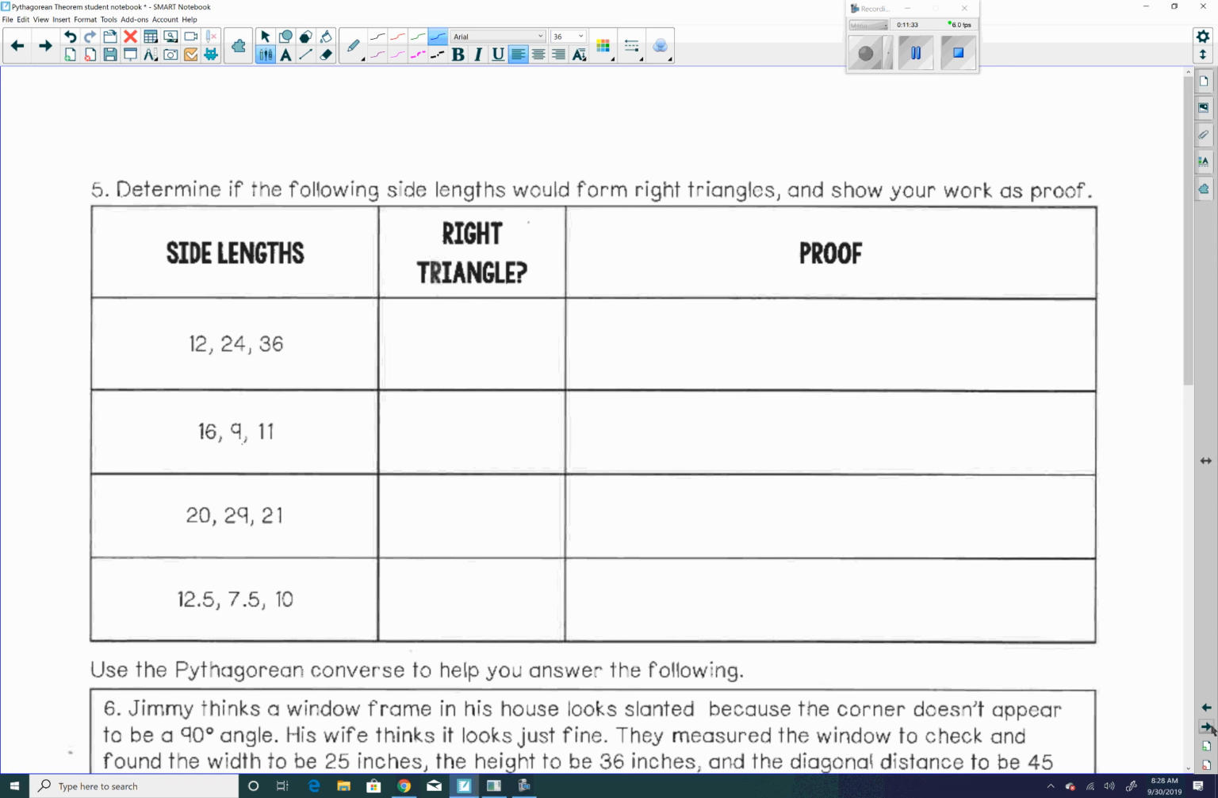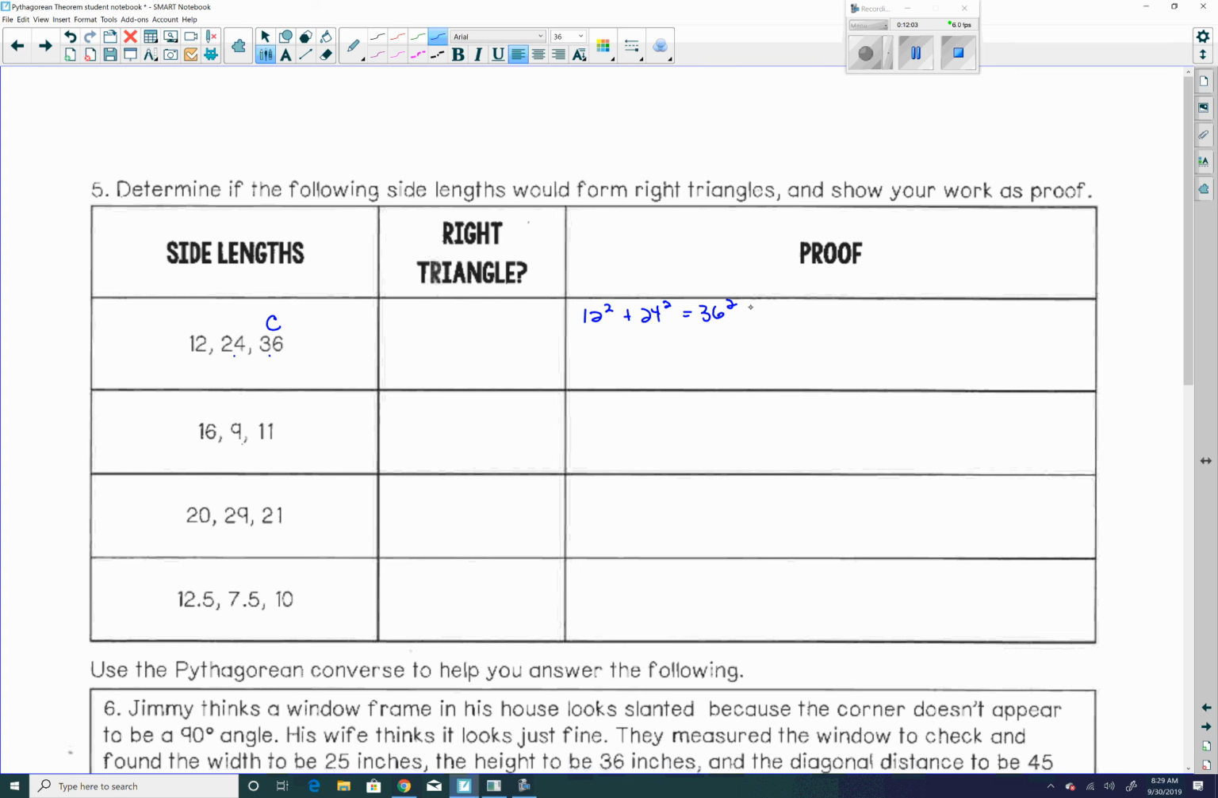So what do we do if we're not given a drawing? Well, we know the hypotenuse, the C side, is always the largest number. So out of 12, 24, and 36, 36 is going to be my C. So the proof, does 12 squared plus 24 squared equal 36 squared? I don't know. Let me grab my calculator.